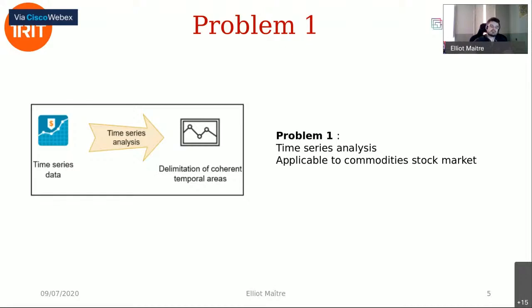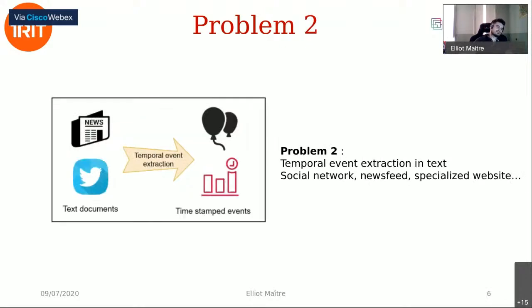And we think it can be linked with several things, in particular events. That's what leads us to problem 2, which is temporal event extraction. So we have a lot of text documents such as news feeds or Twitter data streams, and we want to be able to detect in real time events that are happening in the real world. So we want to work with data streams, and we want to have time-stamped events.